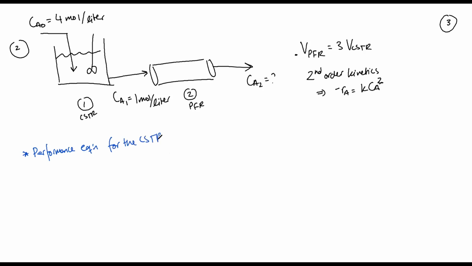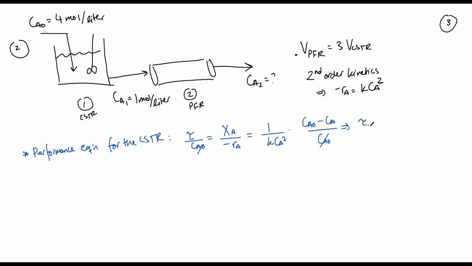For the CSTR, the performance equation, we said, is tau over Ca naught equal to XA over minus RA. Similar to the previous problem, I'm going to write RA first as K Ca squared, and then rewrite XA as Ca naught minus Ca over Ca naught. Basically, this Ca naught cancels with this. I'm going to move the K to the other side.